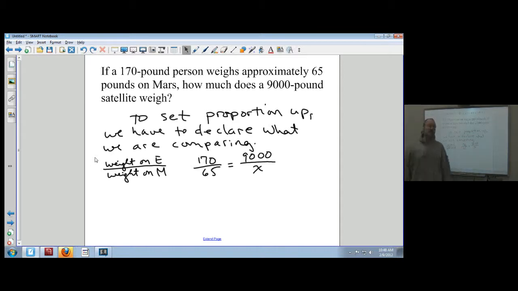Now the question is, do we have a ratio? Yes, we certainly do have a ratio here. A ratio equals a ratio is a proportion. So we can use cross products.